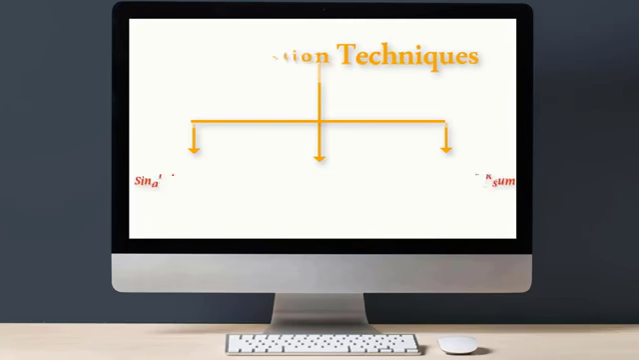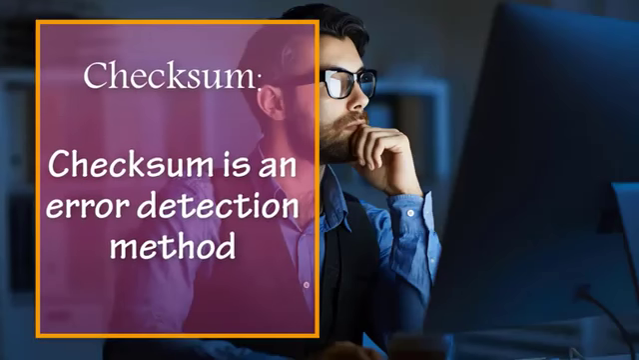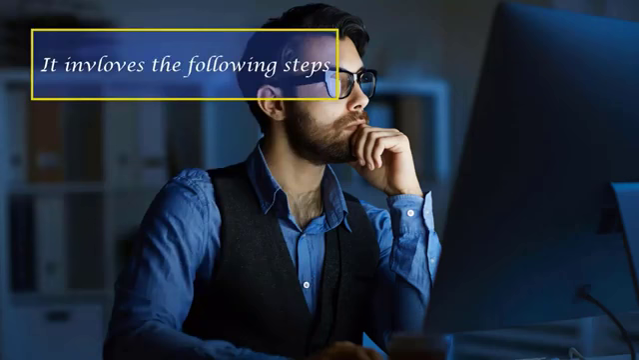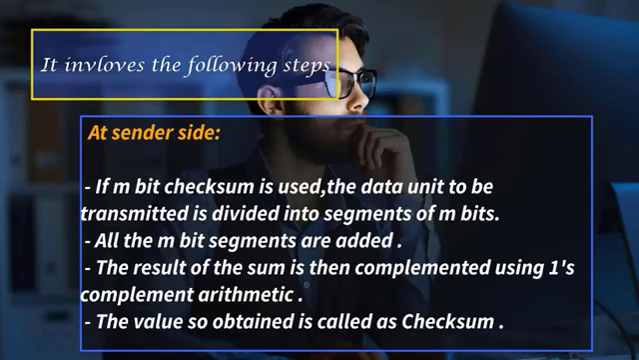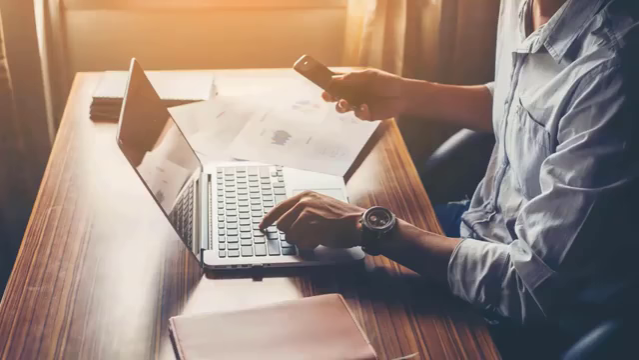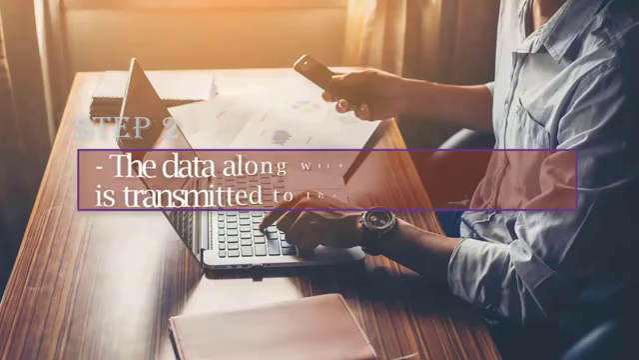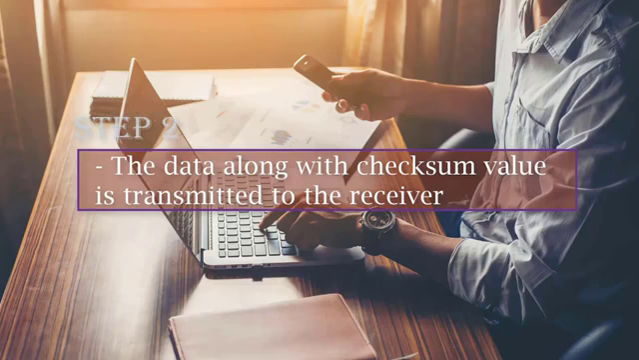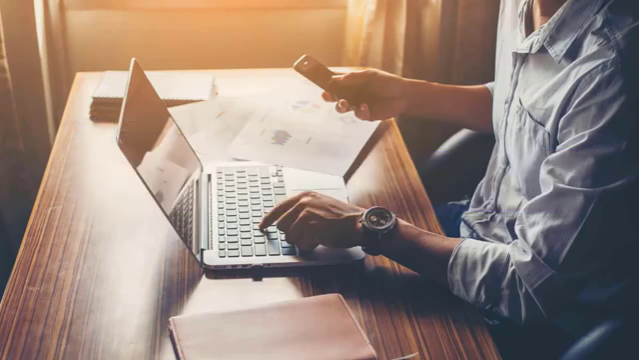What is checksum? Checksum is an error detection method that has the following steps. The first one is the sender side. At the sender side, the data unit to be transmitted is divided into segments of m bits. All the m bit segments are added and the result of the sum is then complemented using one's complement arithmetic. The value so obtained is the checksum, and the data along with the checksum value is transmitted to the receiver.